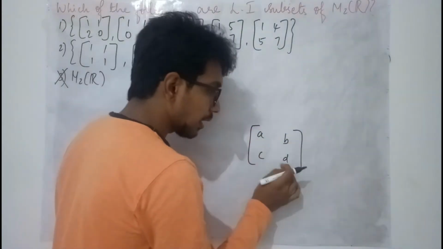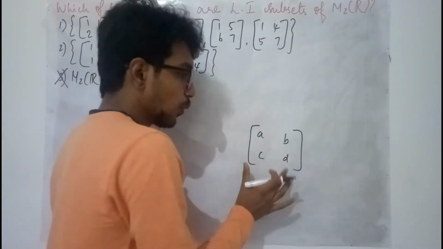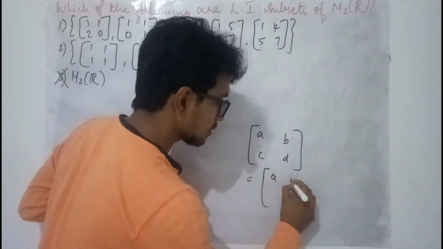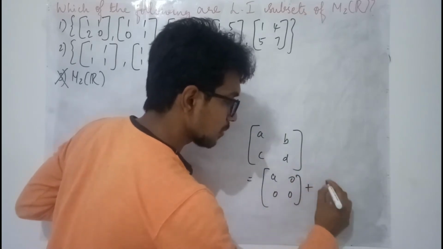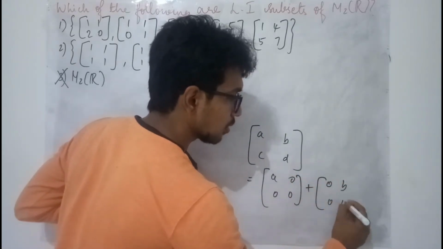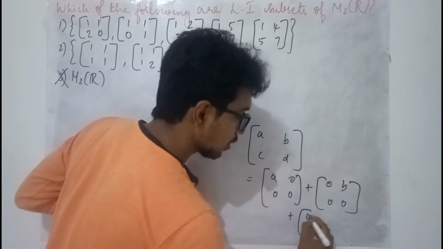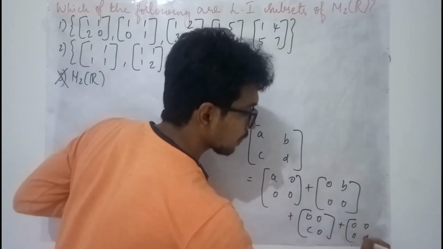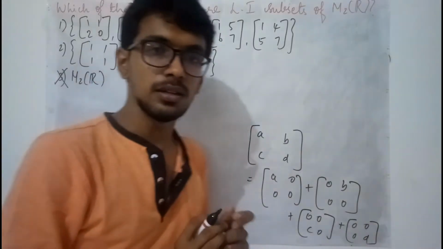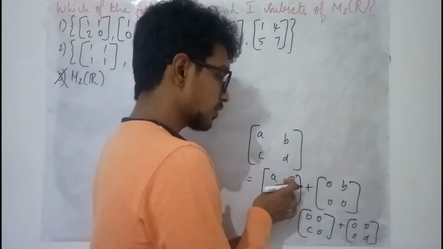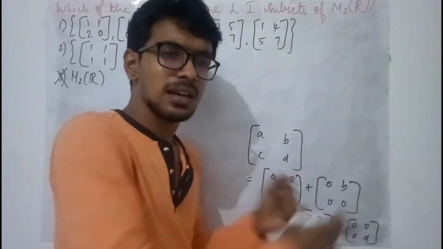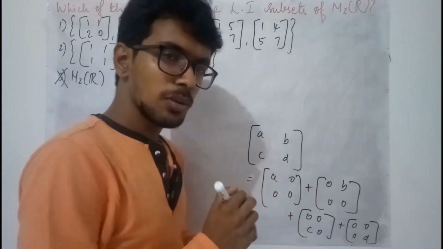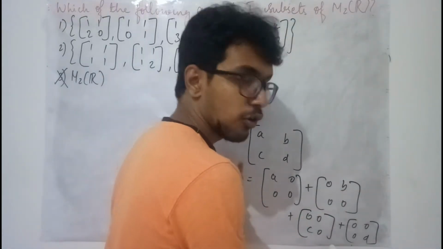So in order to write a matrix completely, we need 4 entries, which means this may be simply written as the matrix with A, 0, 0, 0 plus 0, B, 0, 0 plus 0, 0, C, 0 plus 0, 0, 0, D. This is the least possibility. You may have some entries so that the adjustment can take place. It is fine, that is well and good. At the maximum you will have 4 matrices.